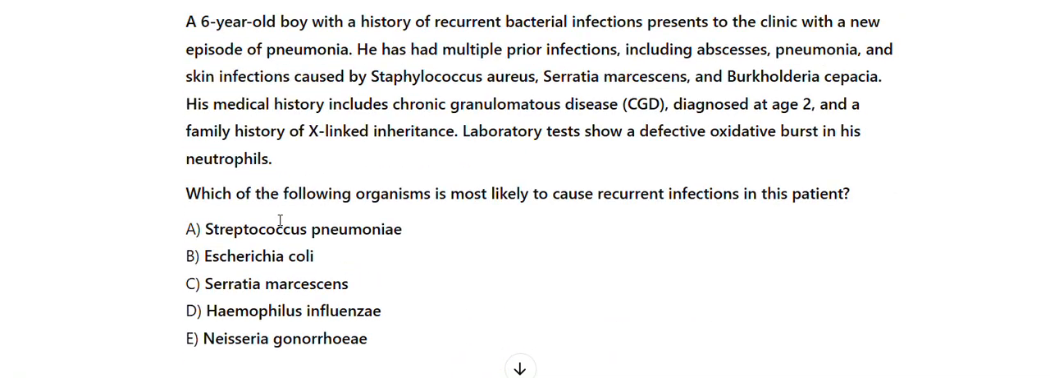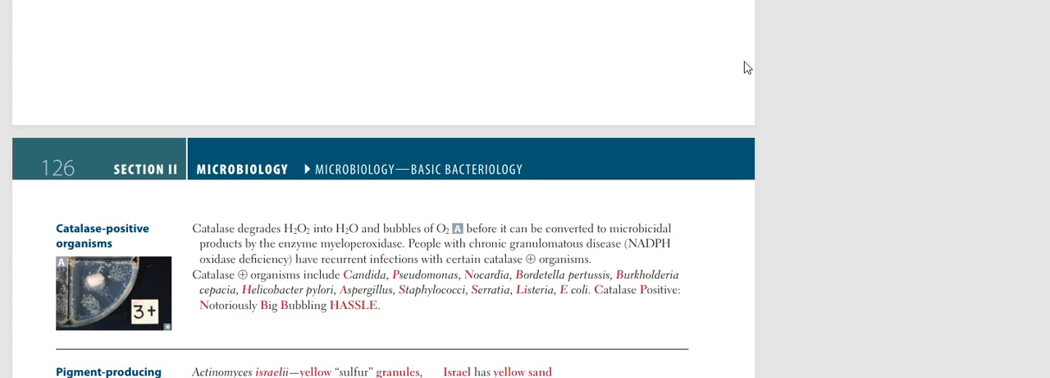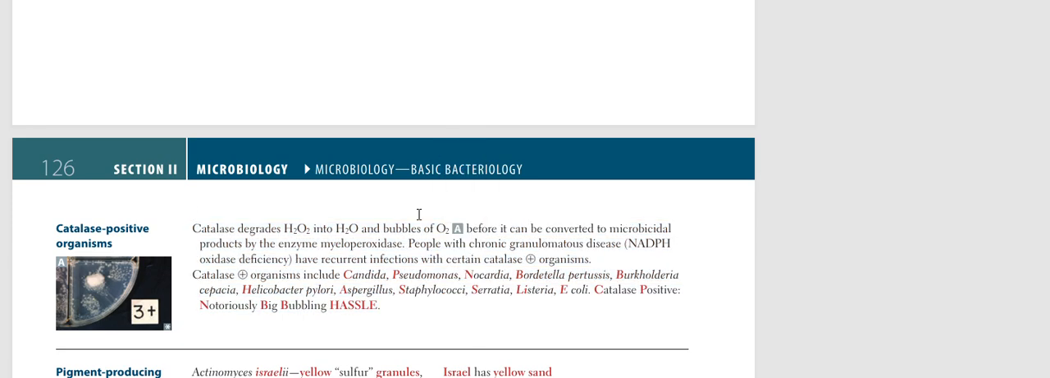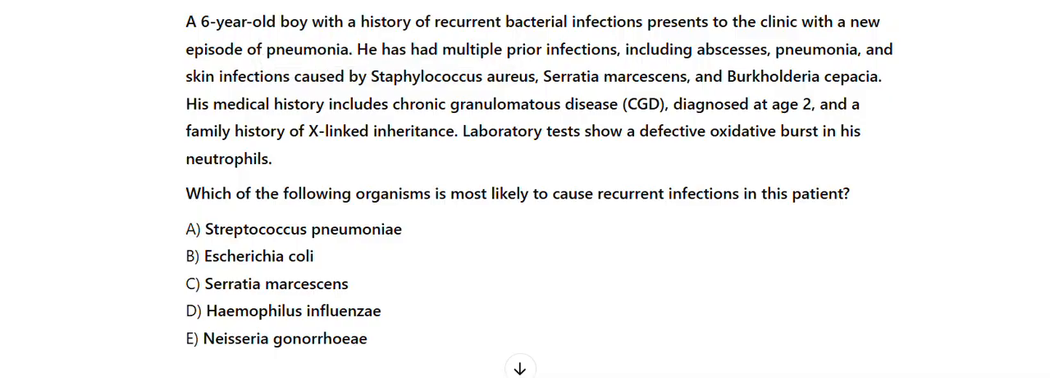Here's a chronic granulomatous disease, CGD, USMLE style question for you. A 6-year-old boy with a history of recurrent bacterial infections presents to the clinic with a new episode of pneumonia. He has had multiple prior infections, including abscesses, pneumonia, and skin infections caused by Staphylococcus aureus, Serratia marcescens, and Burkholderia cepacia. His medical history includes chronic granulomatous disease, CGD, diagnosed at age 2, and a family history of X-linked inheritance.